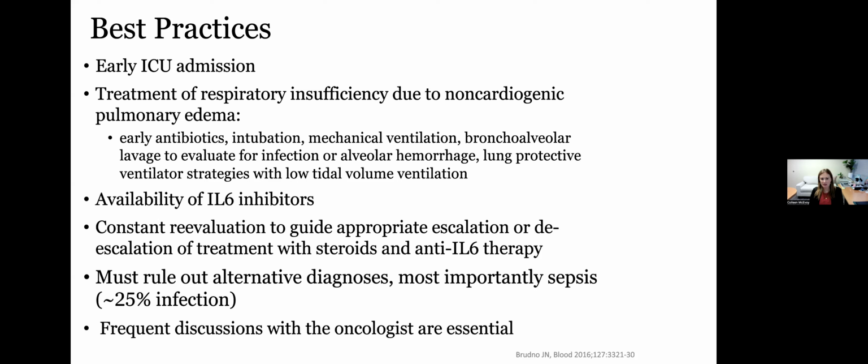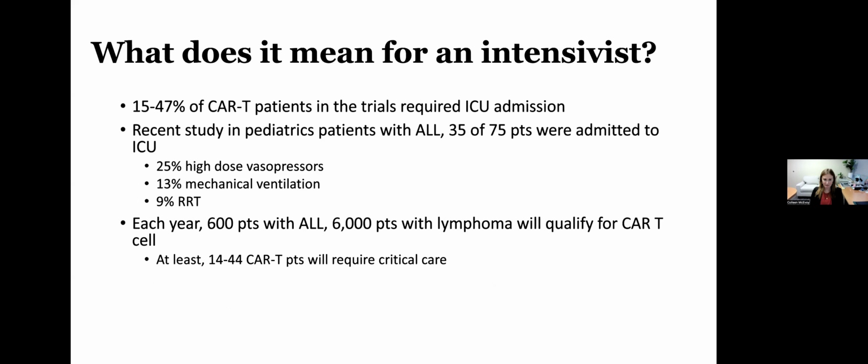That became a big discussion at our center during the height of COVID when IL-6 was being utilized, to make sure that we had enough IL-6 or tocilizumab for our CAR T patients. And then constantly reevaluating whether or not you can de-escalate steroids or anti-IL-6 therapy with discussions with your oncologist, and making sure that you rule out alternative diagnoses.